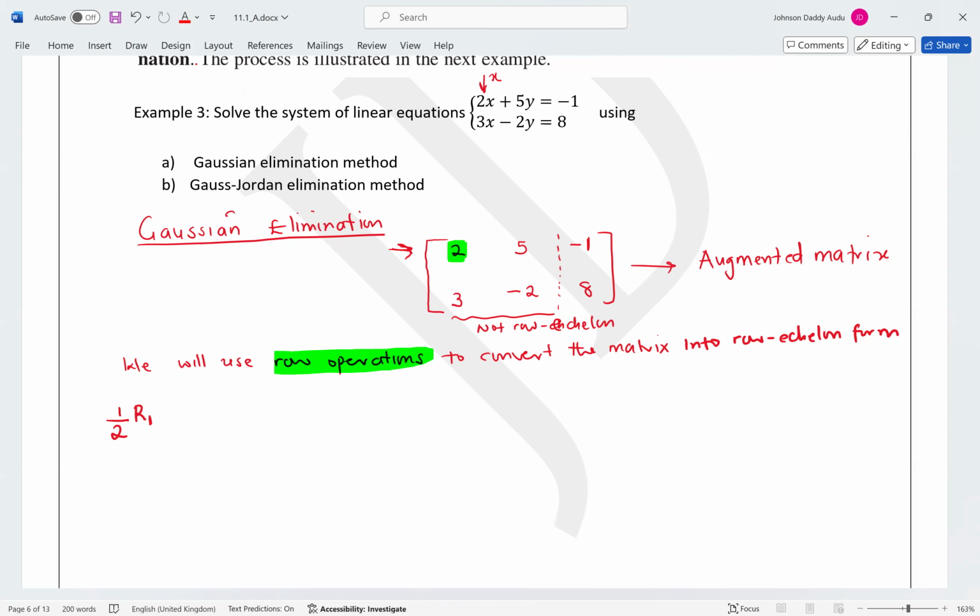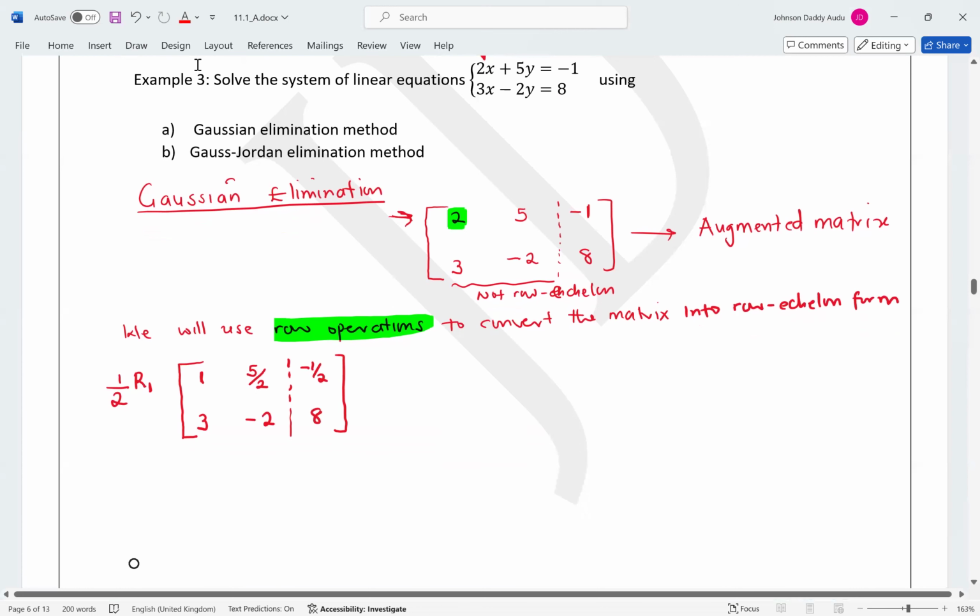So one of the non-zero constants is half. Half is non-zero, so I can multiply row 1 with it. Once we do that, here will become 1, here will be 5/2, and the right-hand side is just going to be minus half. So we're done. Here will still remain 3, here will remain -2, and here will remain 8.